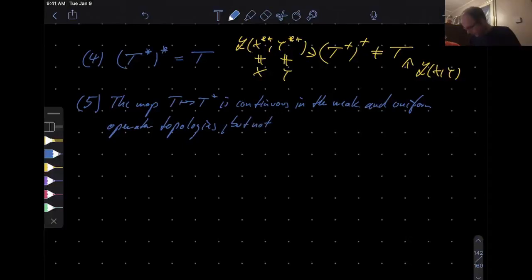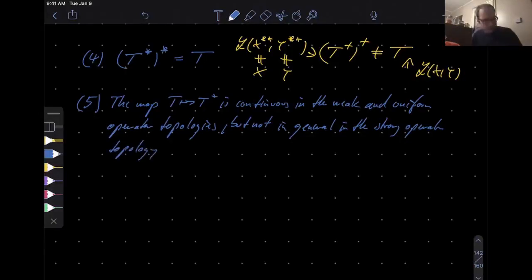But not in general in the strong operator topology. What it really means is that if you have a sequence of operators that converges weakly and uniformly, then the corresponding sequence of adjoints also converges weakly and uniformly. That's what I mean by continuity. But this is not true for the strong operator convergence in general, for the strong convergence in the strong operator topology.